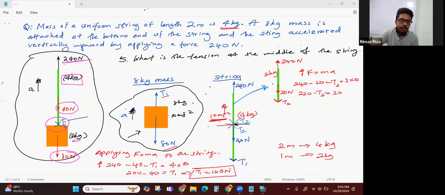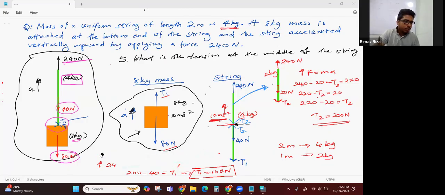So I can shuffle, taking the minus T2 to the other side. Then we have 220 minus 20 equals T2. Therefore, T2 equals 200 Newton. Right? So T2 equals 200 Newton. I obtained this by applying F equals ma to the top half of the string. Now I'll find it using F equals ma on the bottom half of the string.